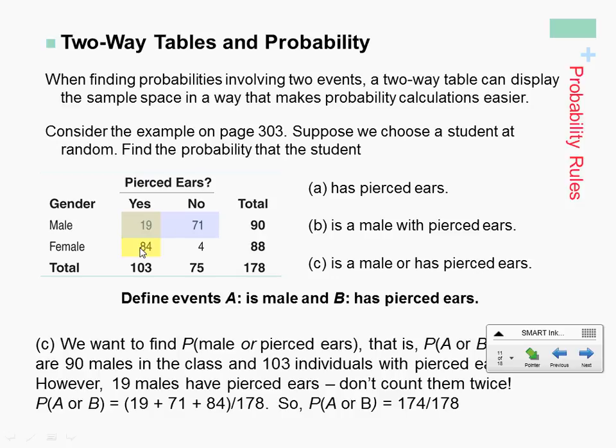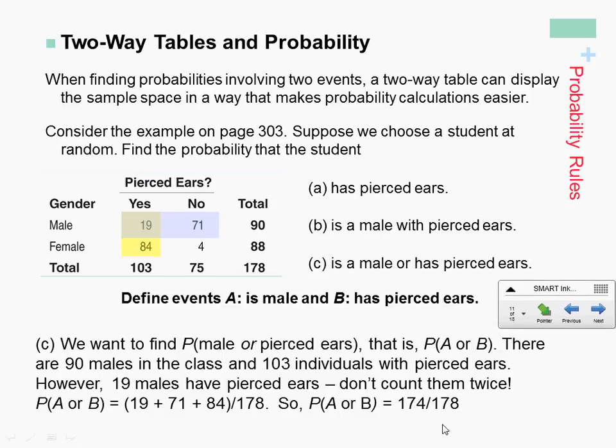So, almost everybody is male or has their ear pierced. Very few people are not male or have their ear pierced. So that means there's only 4 girls who don't have their ear pierced. That's how we would do the probability on those. All right, moving on.